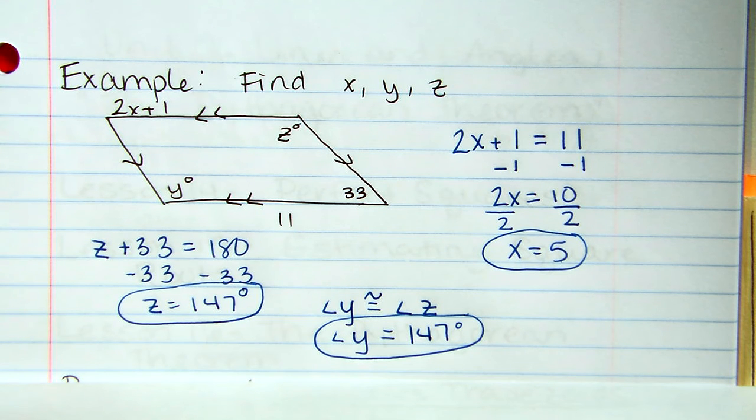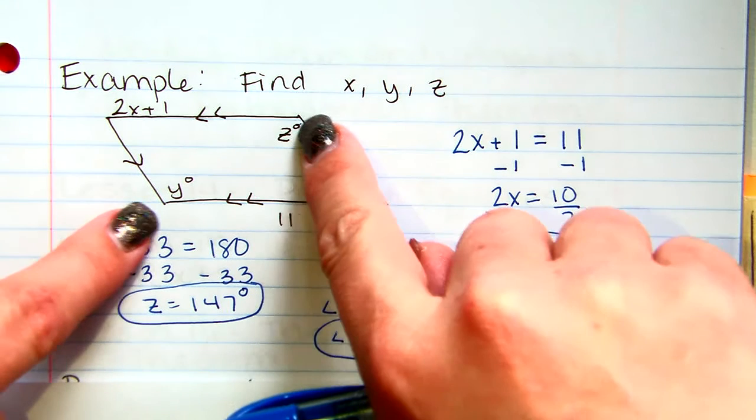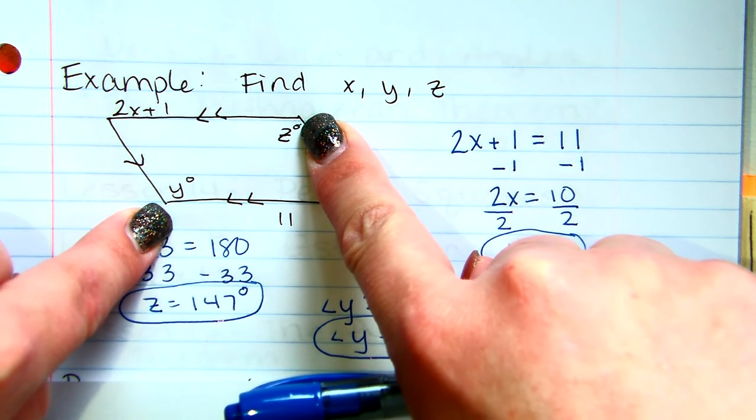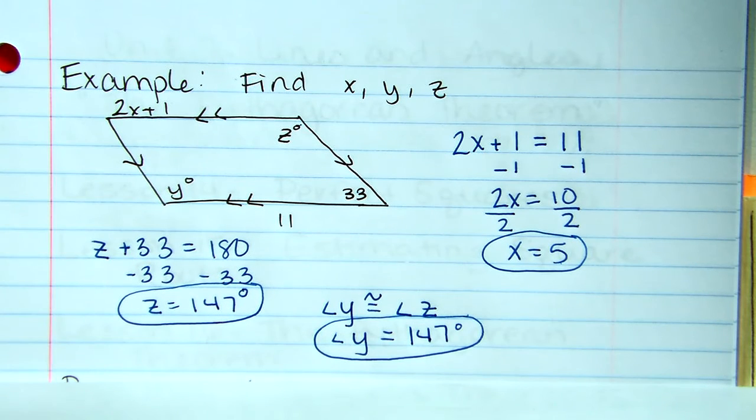And again, they're congruent because they are opposites in our parallelogram. So because they are opposites in our parallelogram, they are congruent to each other, and therefore angle y is also 147 degrees.